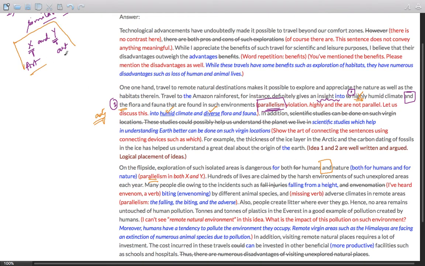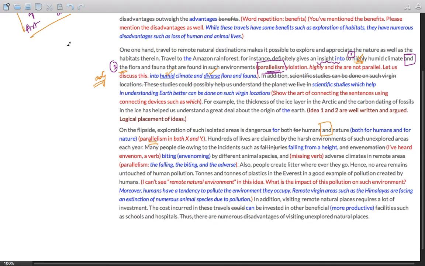So the problem here is, let me go through it. "On the flip side, exploration of such isolated areas is dangerous for both humans and nature." Now, the student had written "for" over here. So while X is "for humans," Y is just "nature." So the problem here is there is a preposition over here while there's no preposition over here.